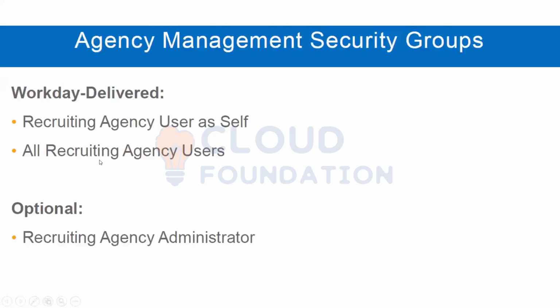So we have these Workday delivered security groups related to agency. So Recruiting Agency User as Self. This would be that particular agency user which we are talking about, which is related to the agency. And All Recruiting Agency Users includes the list of all the agency users. And this is optional. This would be created by us, like how we have the feature of primary recruiter. Similarly, we have this feature as well.